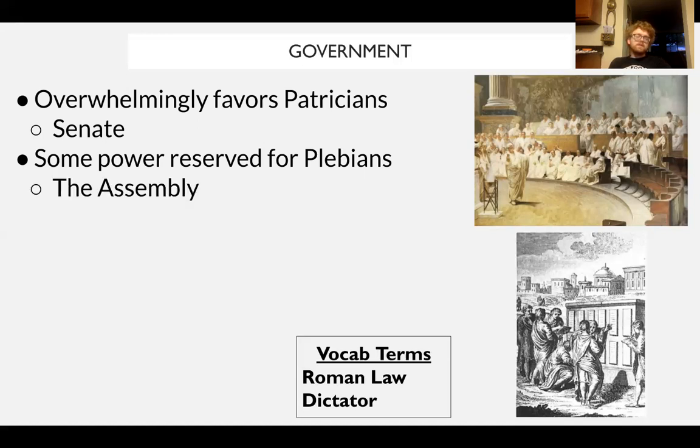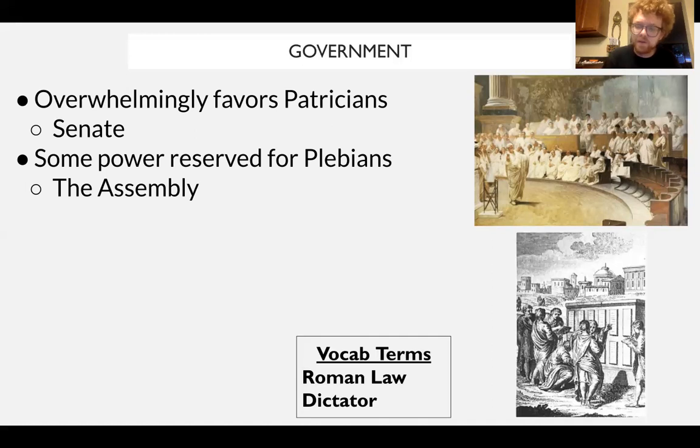One of the bodies that the Senate agrees to after some debate is the assembly. The assembly is a body in which plebeians can vote directly on laws for the good of the community. The problem with the assembly, however, is that the Senate can just say no to whatever laws the assembly passes. And as you can imagine, that's going to make the plebeians upset. So they're going to say, hey, that's not fair.